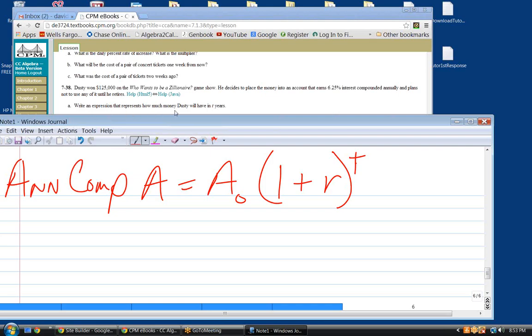Write an expression that represents how much money Dusty will have in T years. Well, the amount he will have in T years is equal to his starting amount. He's going to invest the whole thing. And he's going to get 6.25% interest. Well, what should R be? 6.25? No, it has to be a decimal. We can't use percent in equations. Whenever you have a percent in an equation, it has to be converted to a decimal.